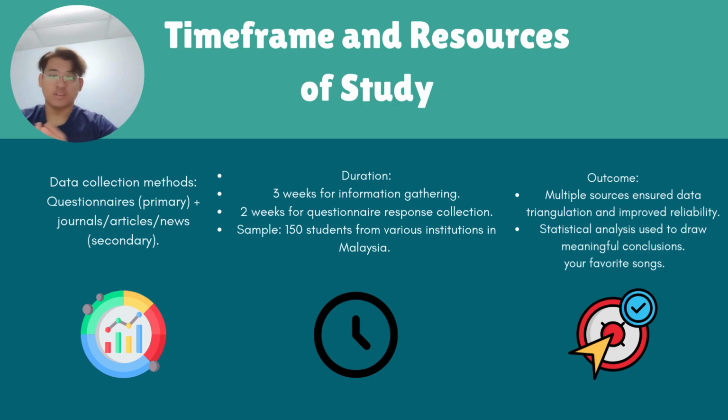For time frame and resource of our study. For data collection method, we did two methods. First is the questionnaire and second is the journal. Questionnaire is our primary source and journal is our secondary source. For the duration, we use 3 weeks of our time to gather information that relates to our title, which is artificial intelligence in education. And then we use 2 weeks to collect a survey from respondents, which is from 150 students across the institutions in Malaysia.